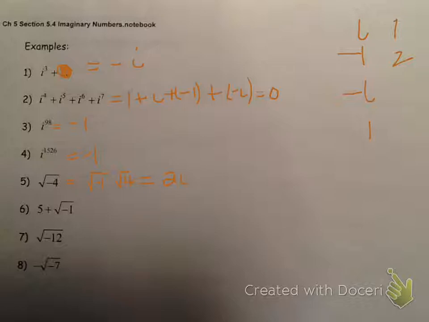5 plus the square root of -1. So we get 5 plus i. They can't be combined. Even though i is a number, think of it like variables that you can't combine.